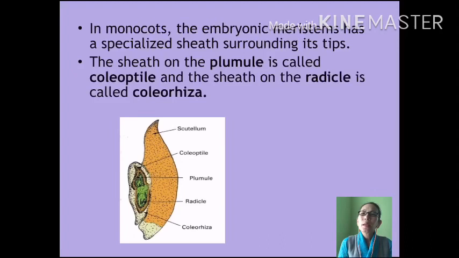So, the embryonic meristems, which are the plumule and radicle, have a specialized sheath surrounding their tips. The sheath which is present on the plumule is called coleoptile, and the sheath which is present on the radicle is called coleorhiza. And such an embryonic stage where we have the formation of the coleoptile and coleorhiza is referred to as the coleoptilar stage.